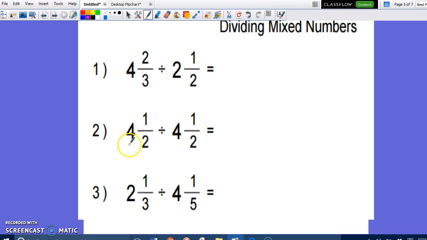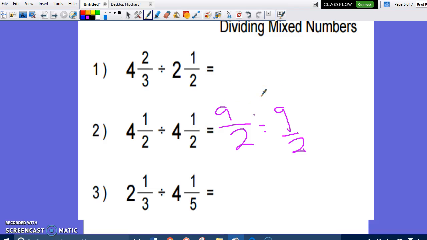Multiply the whole number with the denominator. 4 times 2 is 8, plus 1 is 9. Keep the same denominator. I'm going to keep the division for right now. 4 times 2 is 8, plus 1 is 9. Keep the same denominator. What? These two are the same? Yes, because look, these two are the same.